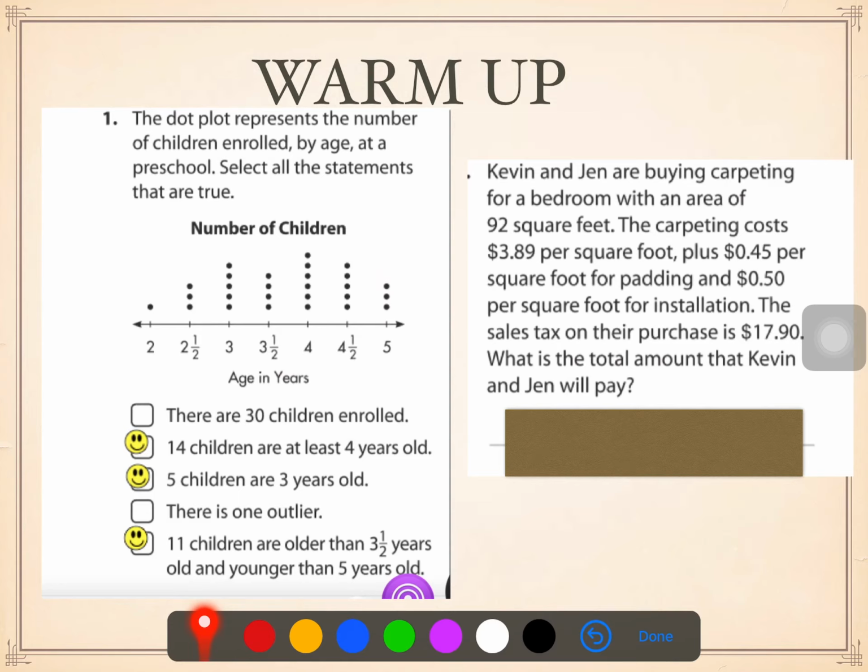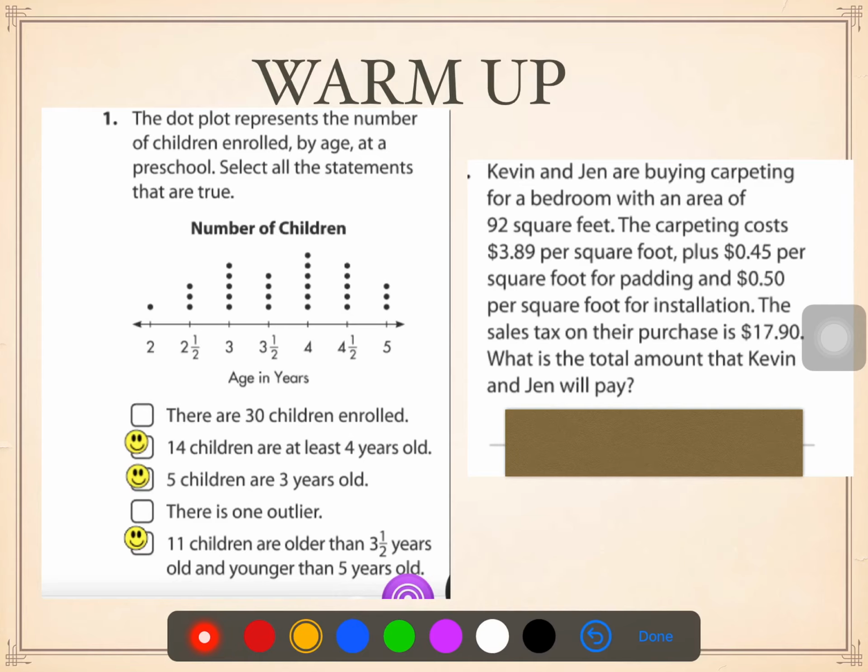The second question states that Kevin and Jen are buying carpeting for their bedroom with an area of 92 square feet. The carpeting costs $3.89 per square foot, plus 45 cents per square foot for padding and 50 cents per square foot for installation. The sales tax on their purchase is $17.90. What is the total amount that Kevin and Jen will pay?